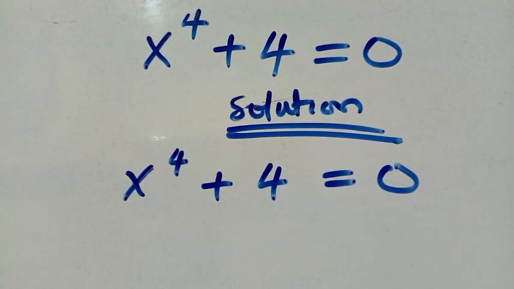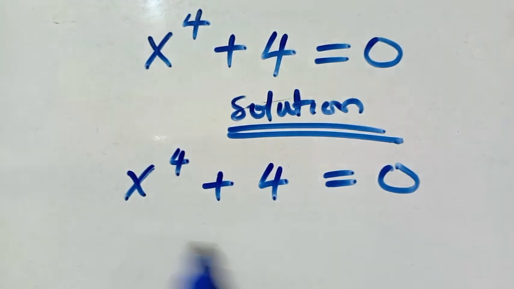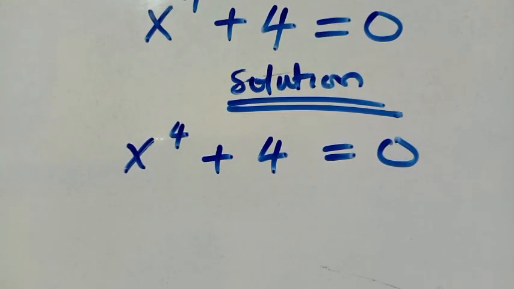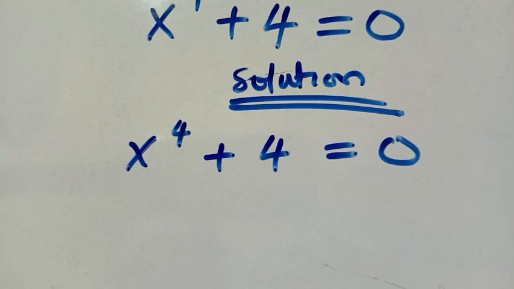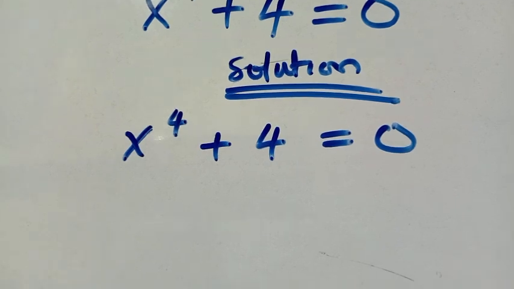Looking at this, it is a quartic equation, which means we are going to get 4 answers. If we transfer the 4 to the other side and take the 4th root of both sides, we get a complex solution. But let us not do that. Let's see how we can solve this one effectively.